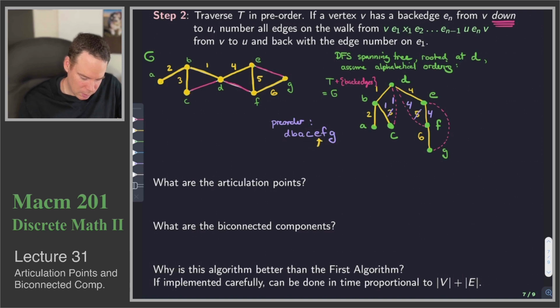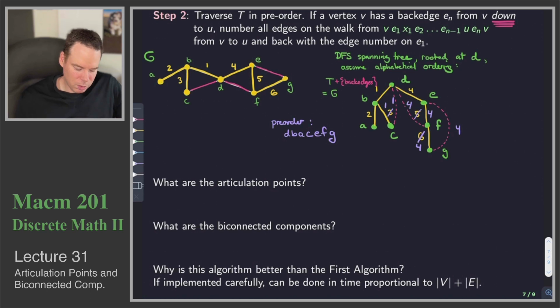How about E? E has a back edge coming down from it, and it goes to G. So I look at the walk that goes down the tree and comes back up along that back edge, and I just update all the edges with the appropriate number. What number? Well, the number on that first edge of that walk is 4. So all of the other ones get that number 4. So that's 4 and 4. And then we move along. F has no back edges going down, G has no back edges going down, and so we're done.